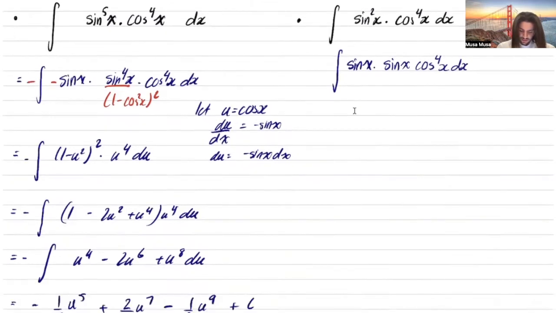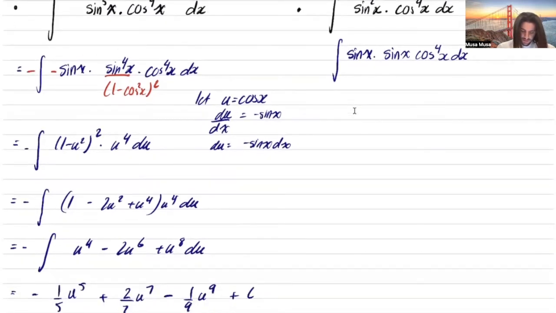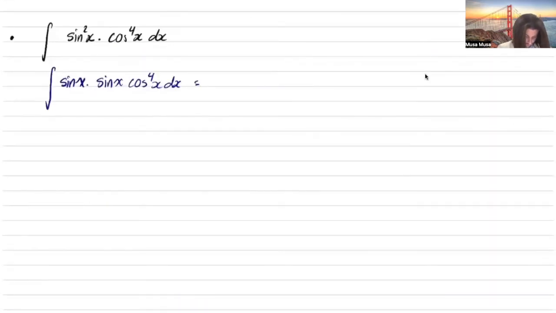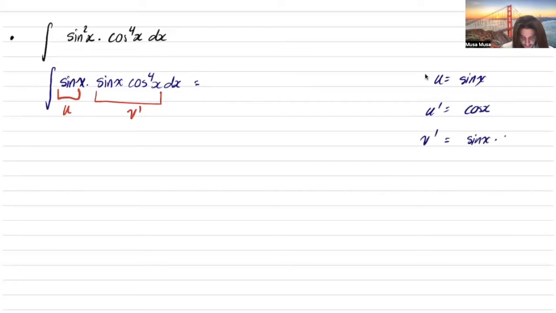So let's see. Let me take this to the next page. Okay. Now, what if we, I'm purposely splitting it up because that just looks like chain rules. I'm gonna make this v dash. I'm gonna make that u. Okay. So now we have, if u equals sine x, we have u dash equals cos x. And if we have v dash equals sine x cos to the 4x, if we're trying to integrate this, it looks like reverse chain, doesn't it?